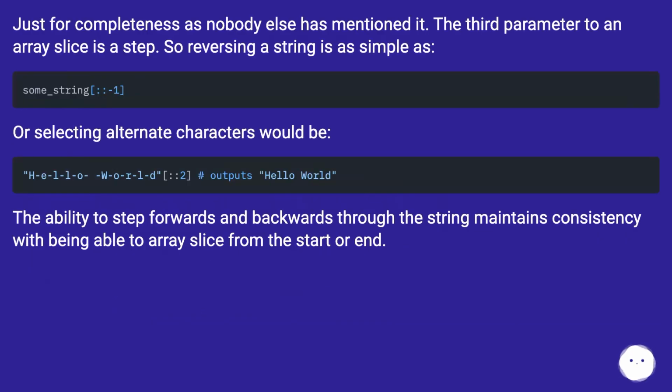Just for completeness, as nobody else has mentioned it, the third parameter to an array slice is a step, so reversing a string is as simple as [::-1], or selecting alternate characters would be [::2]. The ability to step forwards and backwards through the string maintains consistency with being able to array slice from the start or end.